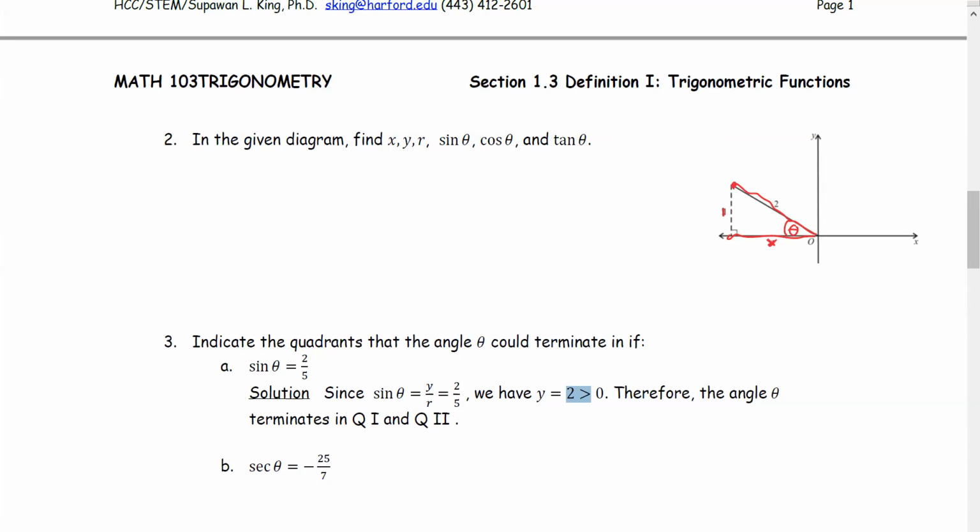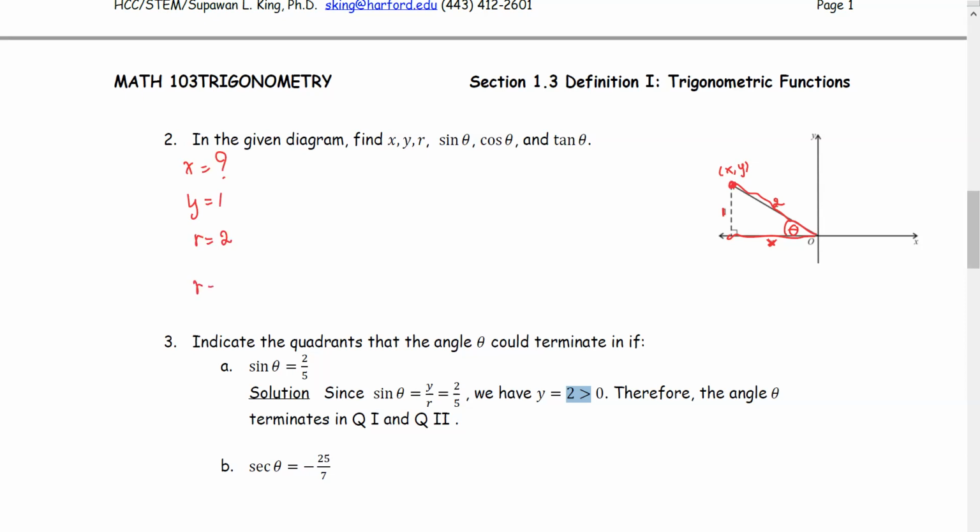One is the side opposite to the angle theta, and 2 is the distance from the ordered pair 0, 0 to the ordered pair x, y in the second quadrant. So to find x, y, and r, our x is unknown, the r is 2, and the y is 1. Let's make a list here. X, we do not know for now. The y equals 1, and the r equals 2.